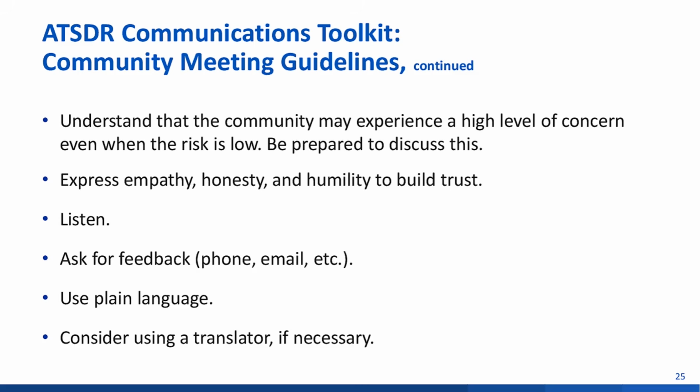Additional community meeting guidelines include understanding that the community may experience a high level of concern even when the risk from contamination is low. Be prepared to discuss this. For example, this is where we can discuss the difference between a potential and a completed exposure pathway. And we can go further and explain that it's the amount of exposure that determines whether people in the community might get sick from the contamination. When we talk with people, we should empathize with their situation, be honest, and show humility. This helps build trust with community members.